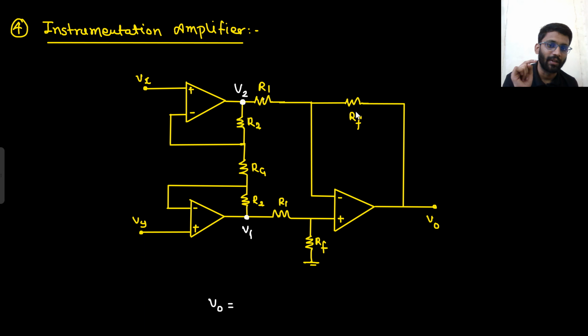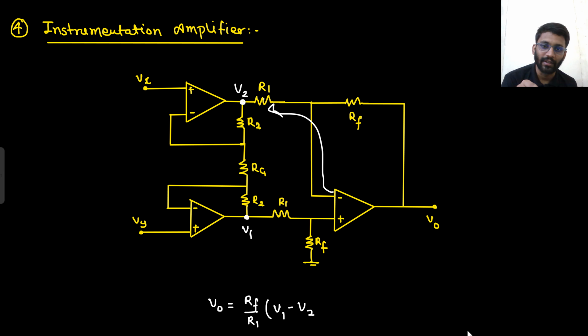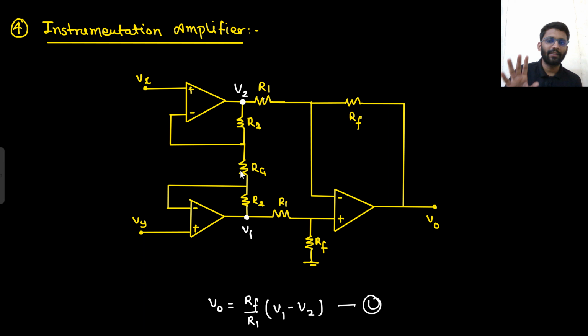So what will be your final output? Rf by R1 into potential of positive terminal V1 minus potential of negative terminal V2. Right. So this will be your final output. This is equation 1. Now your target is to find V2 and V1 in terms of Vx and Vy.